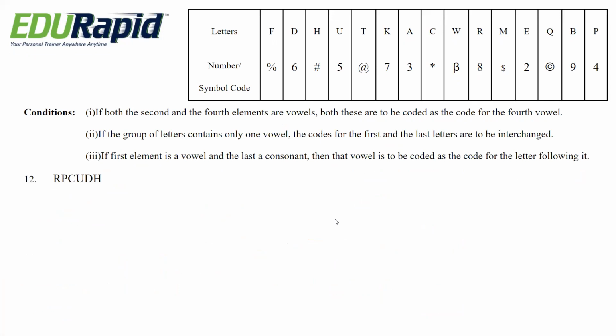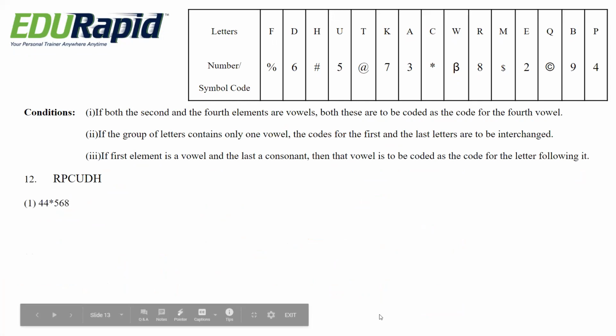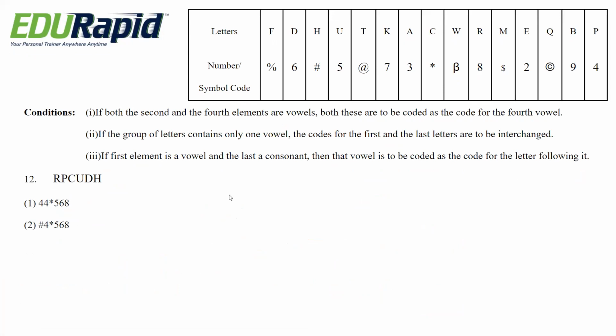Next one, RPCUDH. For that, the options are: 44 star 568 hashtag; 4 star 568 hashtag; 46 star 58 hashtag; 4 star 56 hashtag; 84 star 56 hashtag.